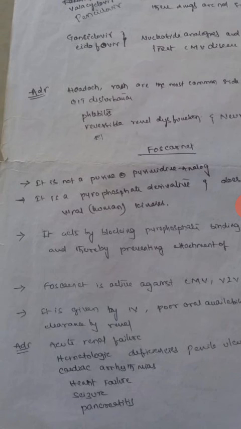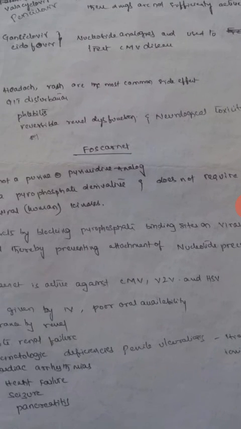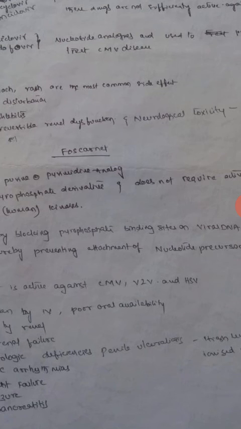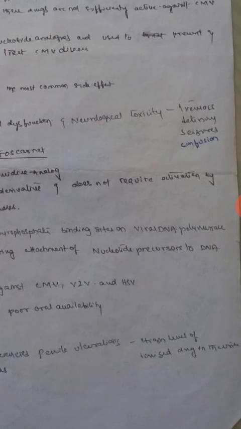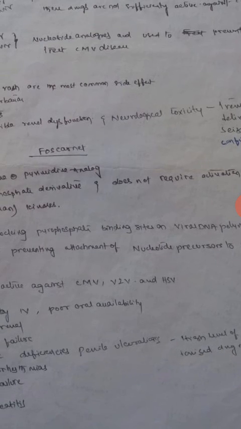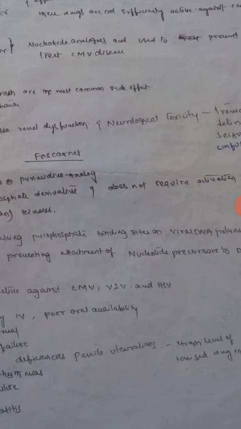Next, side effects. Major side effects are renal failure, hematological deficiencies, arrhythmias, heart failure, seizures, pancreatitis, and penile ulcerations. Penile ulcerations are seen in males because of the high concentration of ionized drug in the urine; while passing through the urethra, it causes penile ulcerations.